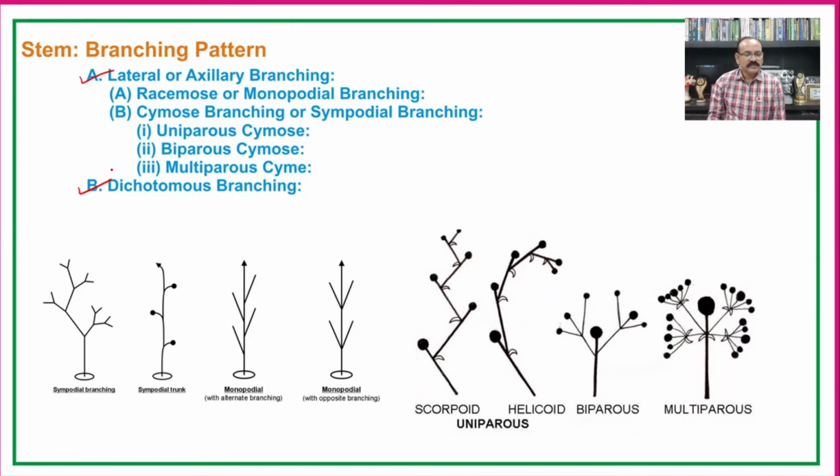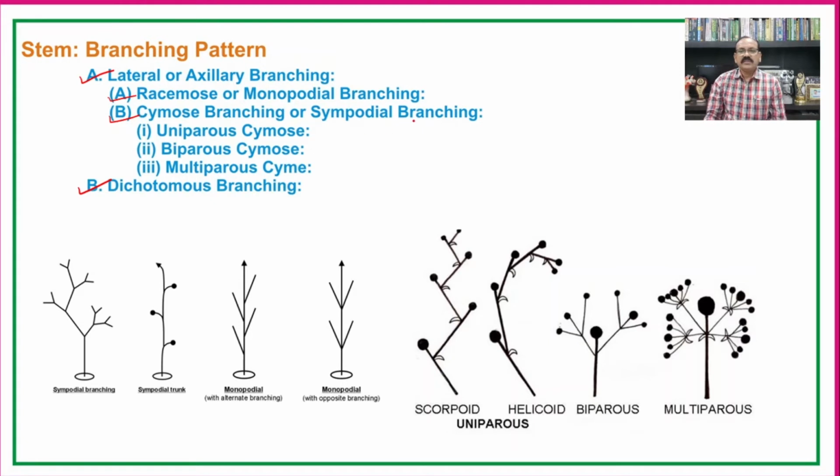Branching is racemose or cymose according to whether the lateral buds are less vigorous or more vigorous than the apical bud, and on that basis they are classified into two types, that is racemose or monopodial branching and cymose or sympodial type of branching.